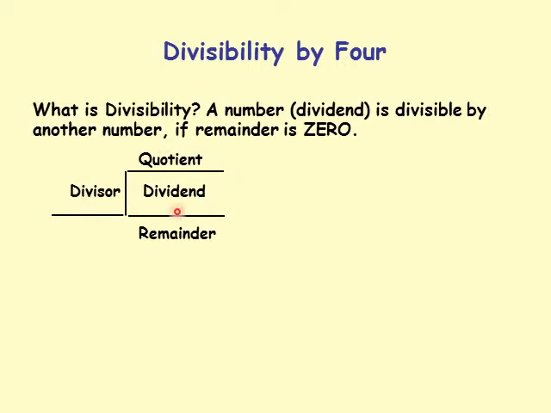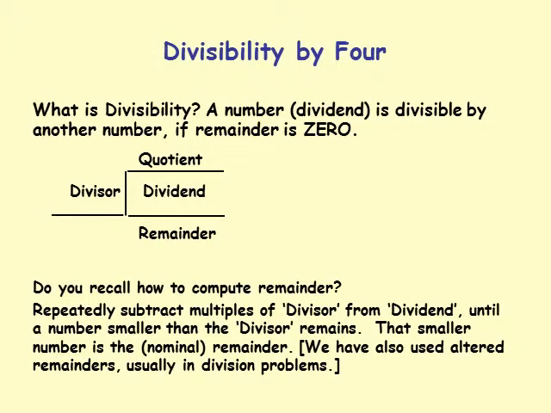So in division we divide a dividend by a divisor and the answer is the quotient with the remainder at the end. That's from Glover's book. Let's continue. Do you recall how to compute the remainder? We repeatedly subtract multiples of the divisor from the dividend until a number smaller than the divisor remains, and that smaller number is the nominal remainder.